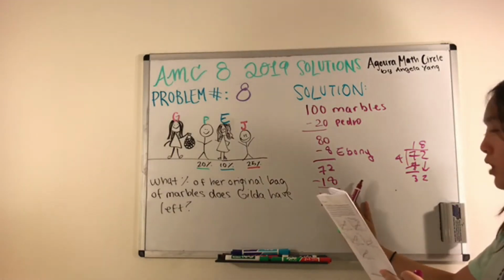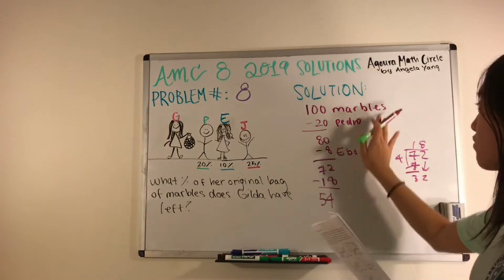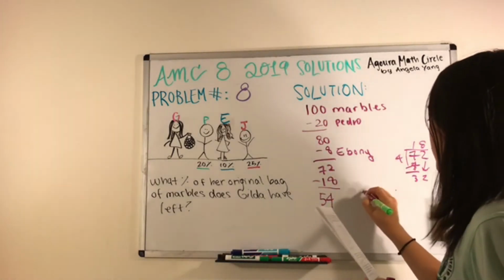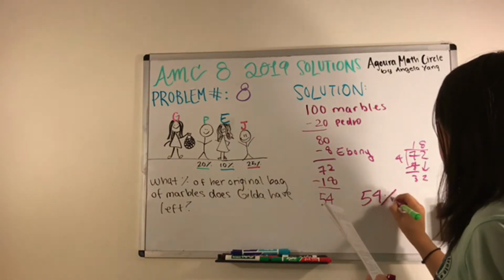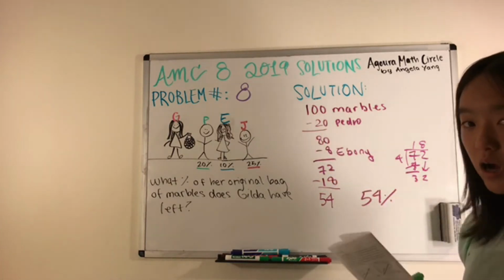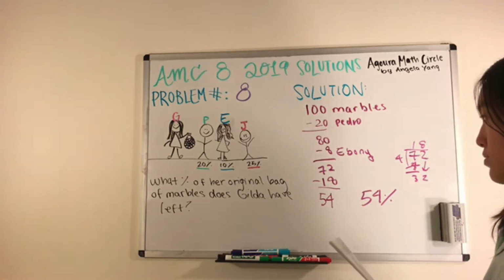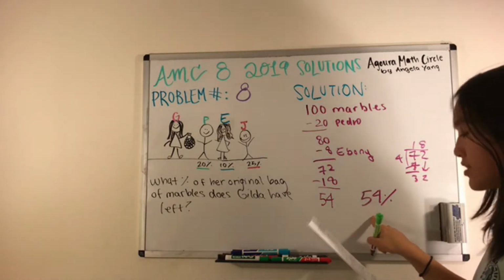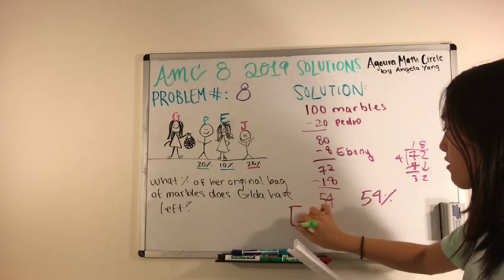And that is the amount of marbles she has left. 54 out of 100 marbles in the beginning. So that's 54% of her original marbles. And using this method, where you start off with just 100 anyways, is really helpful when calculating these kinds of problems. So with this answer, 54%, we get our answer as letter E.